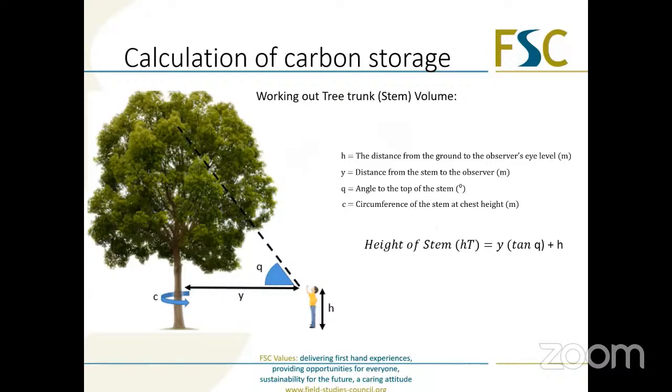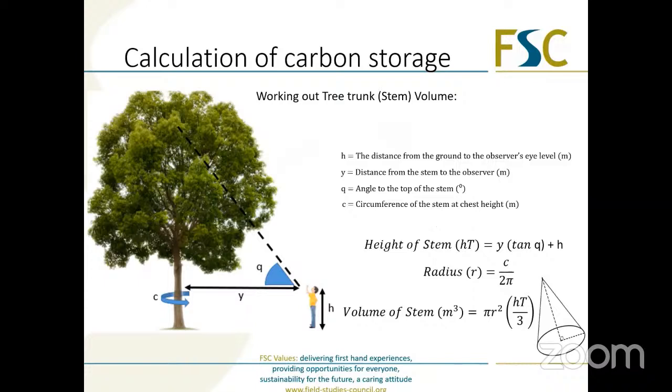Firstly, we work out the height of the stem. We use the equation here to show us how tall the tree is. Next, we can work out the radius. Dividing the circumference by 2 times pi gives us a radius. Finally, we can use these values to work out the volume of the stem. So if we use the equation shown here, which is for that of a cone, we can see the volume of the tree trunk.